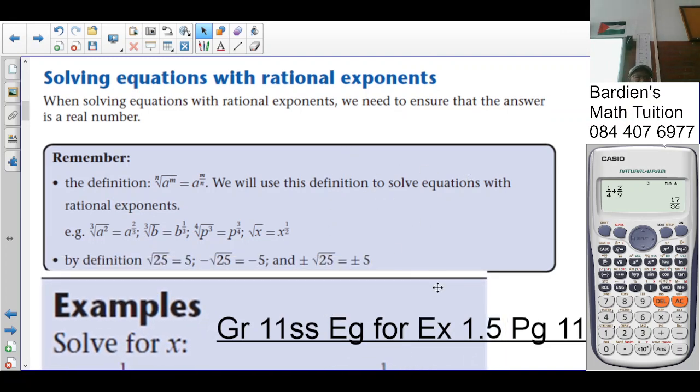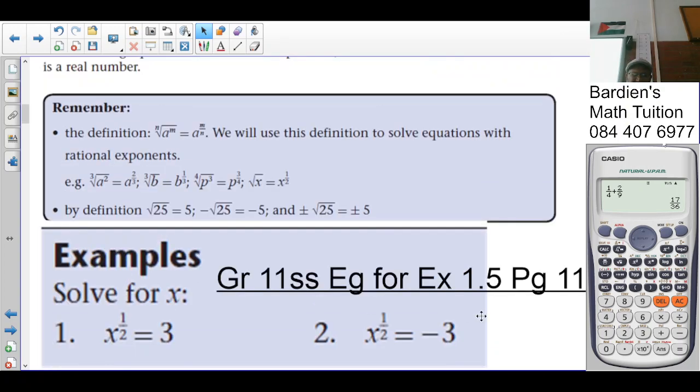So, solving equations with rational exponents. When solving equations with rational exponents, we need to ensure that the answer is a real number. People, what does real mean? It can either be an integer, a natural number, a whole number, rational or irrational. If something is non-real, it means to say it doesn't exist to us. Okay, you guys understand?